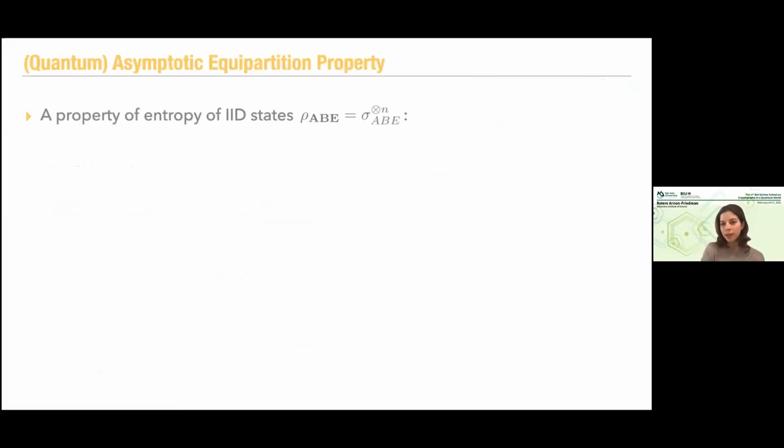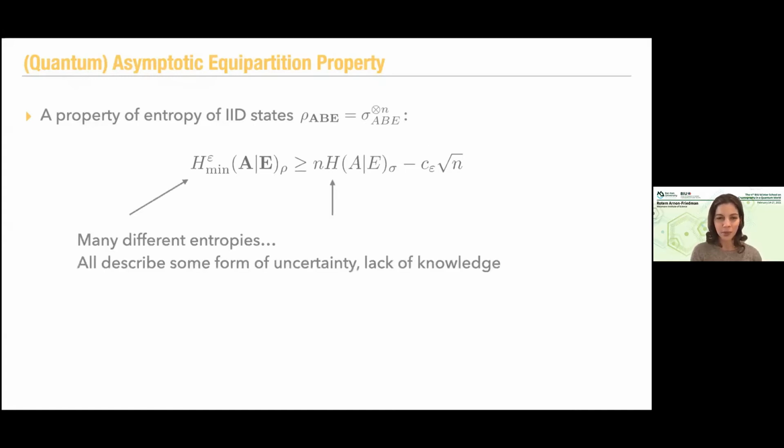Okay, and indeed, this intuition is true. It's not trivial, but there is a property of entropy of these IID states, of these tensor product states, which is called the quantum asymptotic equipartition property. Again, you can see the references in the PDF file. This is the statement here, which is maybe a bit hard to understand.